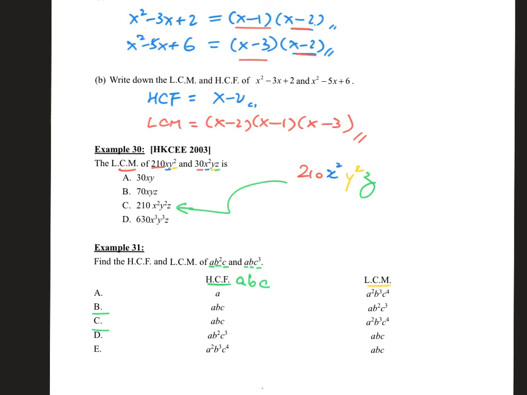Followed by the LCM, we take A and A, we have A. B squared and B, you have B squared. C and C cubed, you have C cubed. And that's why the answer would be B in this example. If you grasp the idea about finding LCM and HCF in numbers, hopefully this section is not very hard for you.